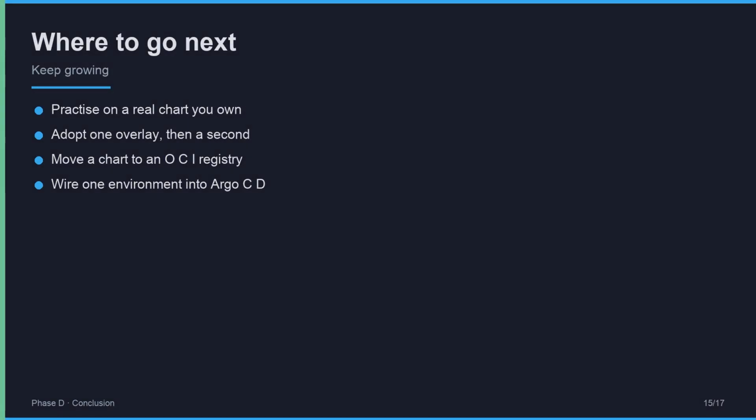Practice on a real chart you own. Adopt one overlay first, then a second. Move a chart into an OCI registry to feel the source versus release split. And wire at least one environment into Argo CD, so you experience the full GitOps loop. Small, concrete steps beat theory every time.